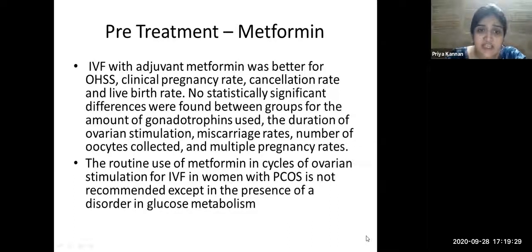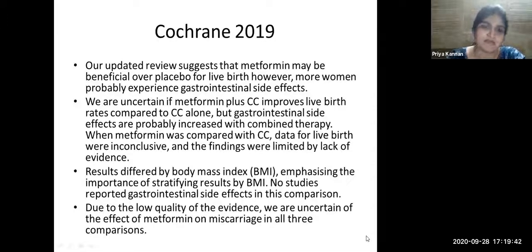However, routine use of metformin in cycles of ovarian stimulation for IVF in women with PCOS is not recommended, basically because of the gastrointestinal symptoms or side effects, as we can call it. So what did Cochrane say? Cochrane has come out with lots of things in the past year or two. It suggested that metformin may be beneficial over placebo for live birth.